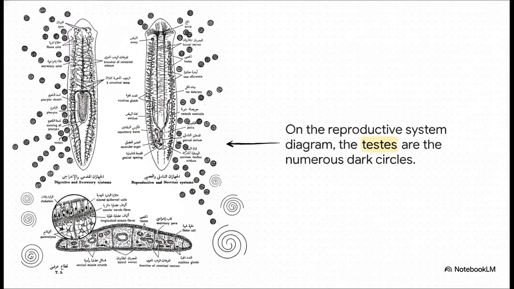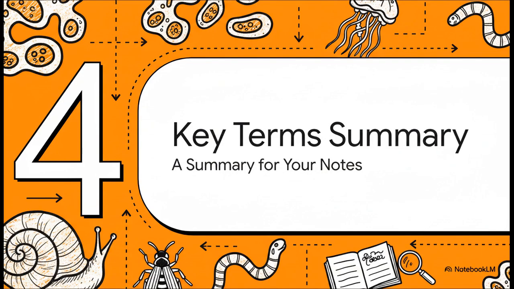You can see them clearly on that right-hand diagram. All those little circular dots scattered about, those are the testes. It just goes to show you the incredible diversity of body plans you find in the animal kingdom. Okay, we have covered a lot of ground.